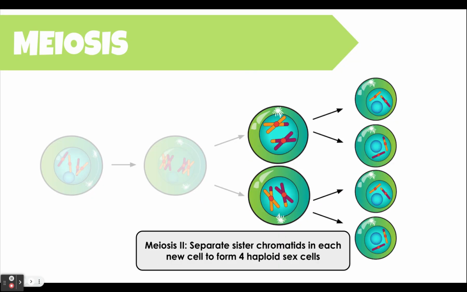Then after meiosis 1, the cells will now go through another round of division called meiosis 2. And this is much more similar to mitosis, where we have those sister chromatids that are separating from one another, and we end up with 4 unique haploid sex cells.